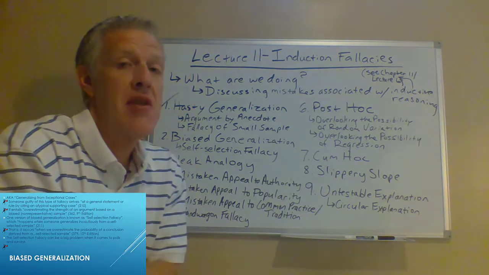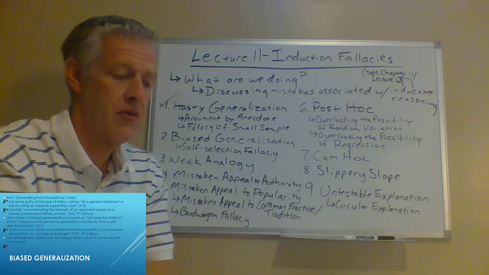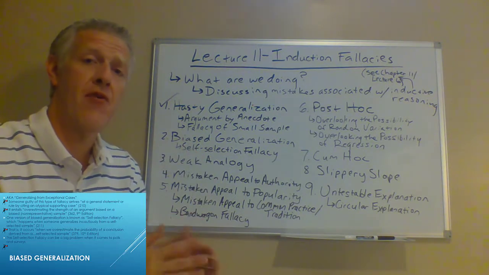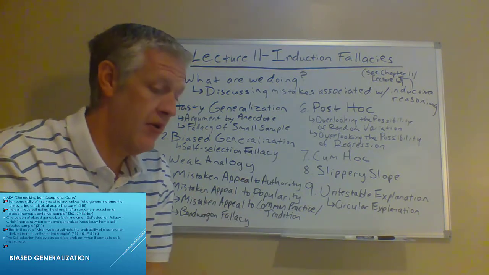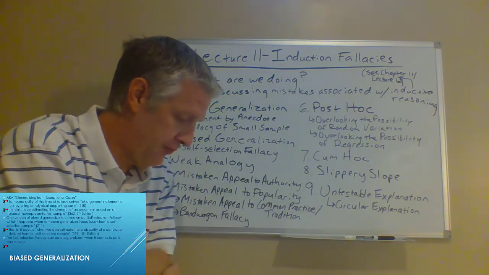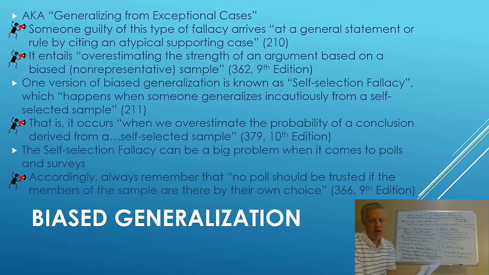And I think that happens a lot when it comes to polls and surveys. So we really need to be on guard as critical thinkers when it comes to whatever conclusions someone is drawing from polls and surveys. We need to investigate further and make sure, in those instances, that we're not dealing with self-selected samples, that those polls and surveys had random samples. And that's their point, citing page 366 of the 9th edition at the bottom of slide 4. Always remember that, quote, "no poll should be trusted if the members of the sample are there by their own choice."